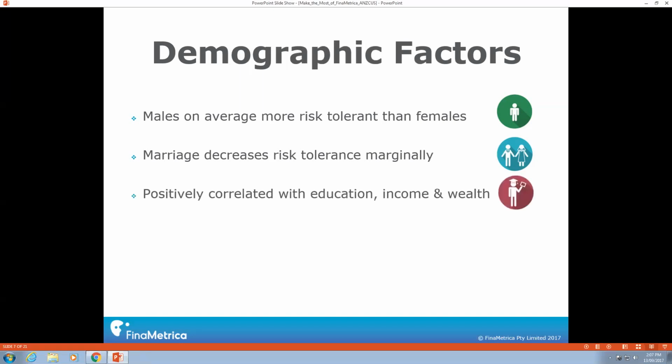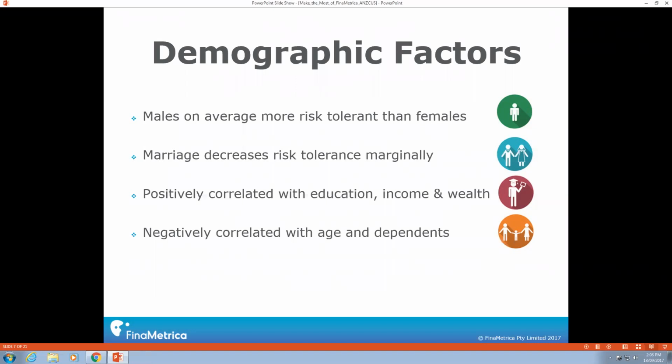We also know that risk tolerance is positively correlated with education, income and wealth. So that as these increase, so does risk tolerance, but only slightly. And risk tolerance is negatively correlated with age. As age increases, risk tolerance decreases, and at an accelerating rate.